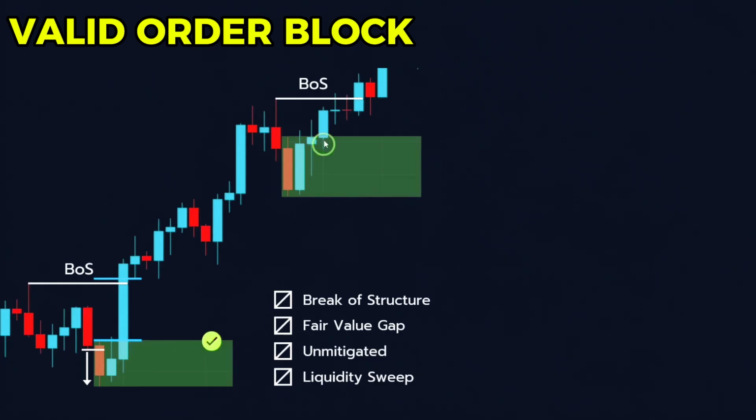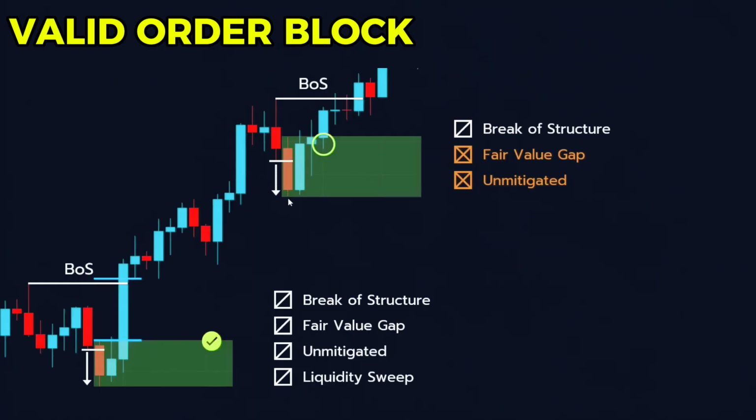Next, when the price rises, there is an increase and a new rise. At this point, there is a break-off structure. Looking back, we will get an order block. But if we look closely, this order block will not have a fair value gap. And most importantly, the price has returned to the order block. Now we only have a break-off structure. But we don't have a fair value gap and it's already been used.